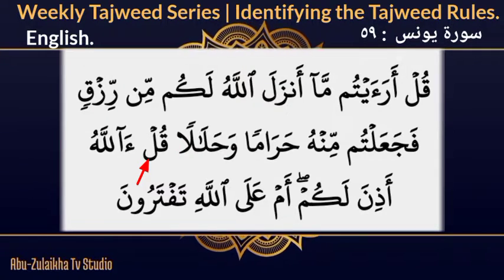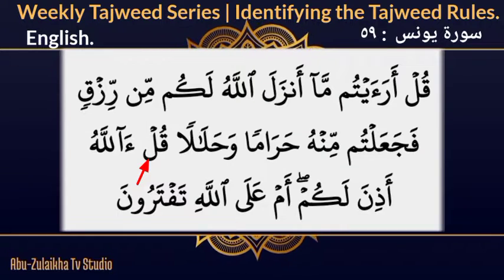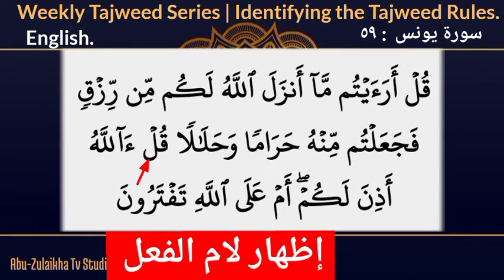So what of here? I said qul, right? Qul. So qul Allah. That is the lam here on the word qul. That is another example of lam al-fi'l, the verbal lam, which happens to be idhar here. So the letter that is coming immediately after the lam happens to be a letter of idhar. So this is idhar lam al-fi'l.